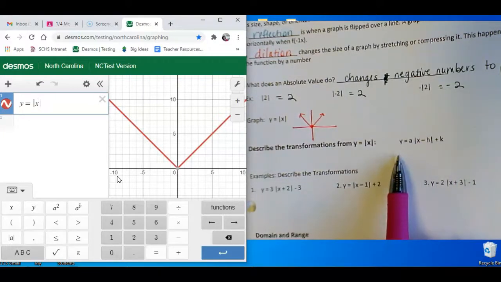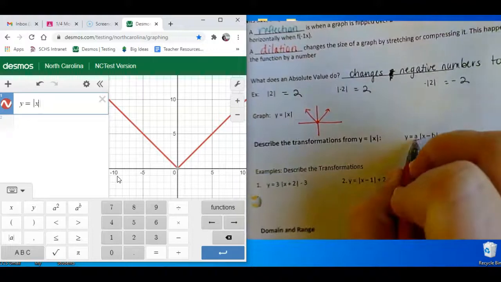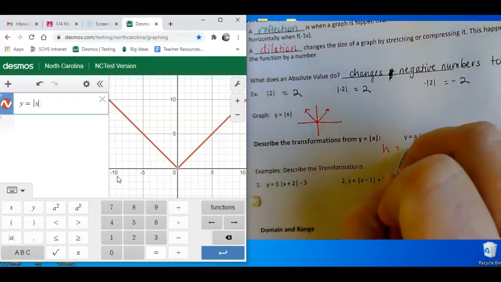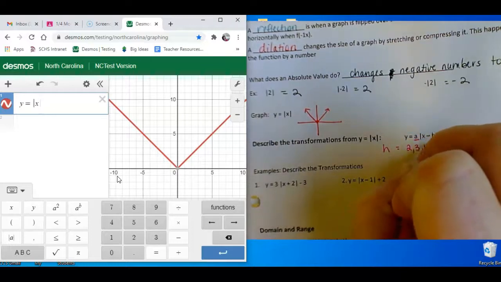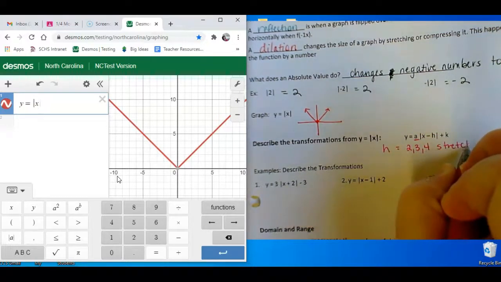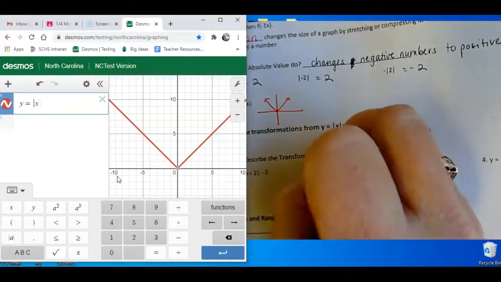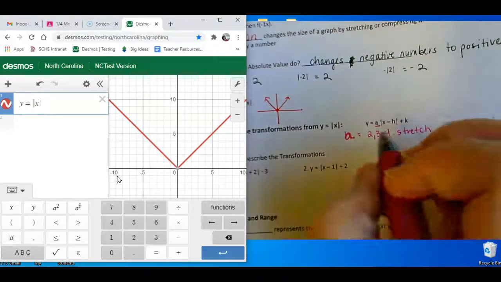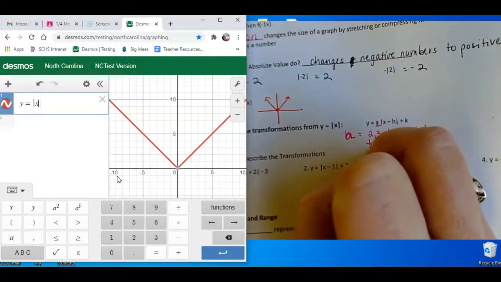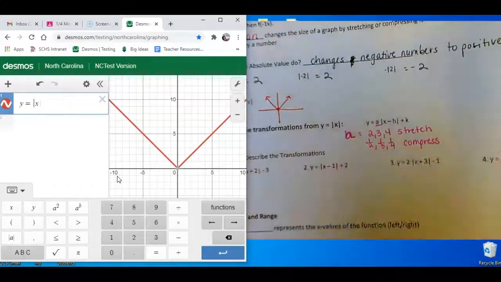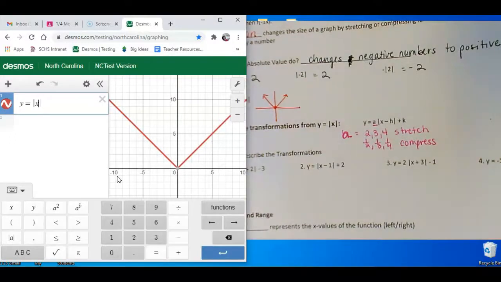This is the general form. Okay? The A stretches and compresses. If the A is a regular number, like 2, 3, 4, it's going to stretch the graph. And I don't know why I wrote H. I meant A. There we go. If A is like a fraction, it's going to compress it. I'm going to show you an example of that real quick.